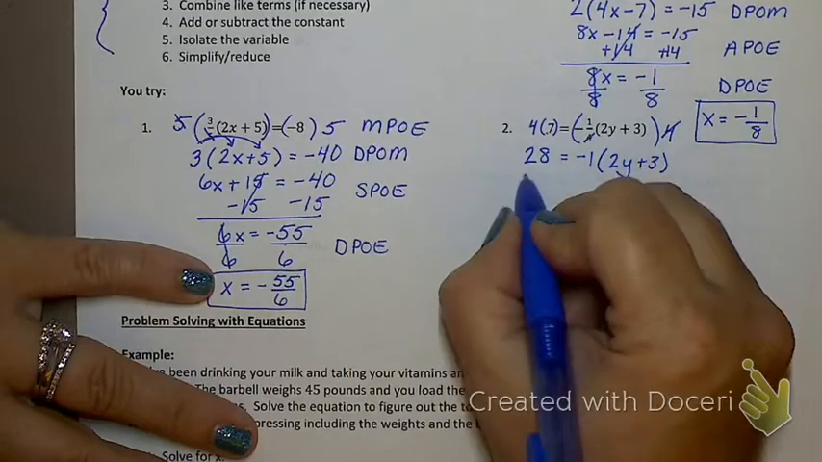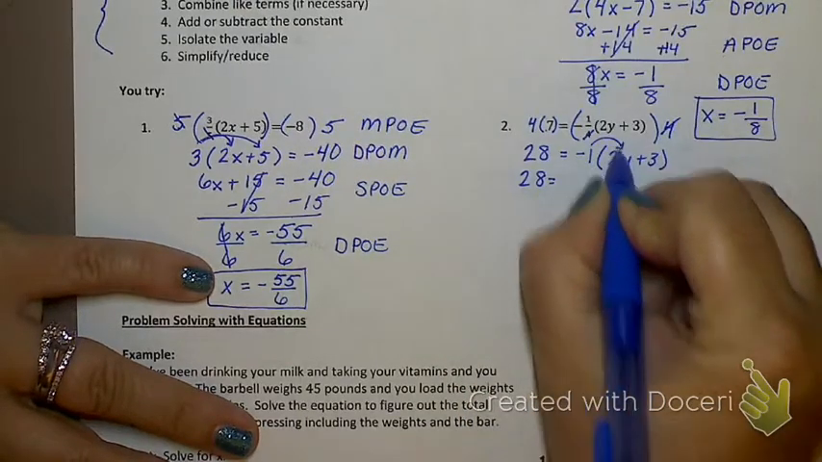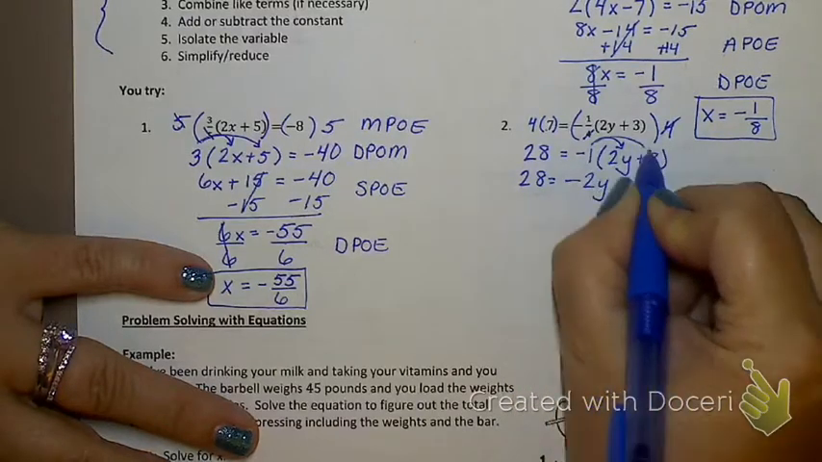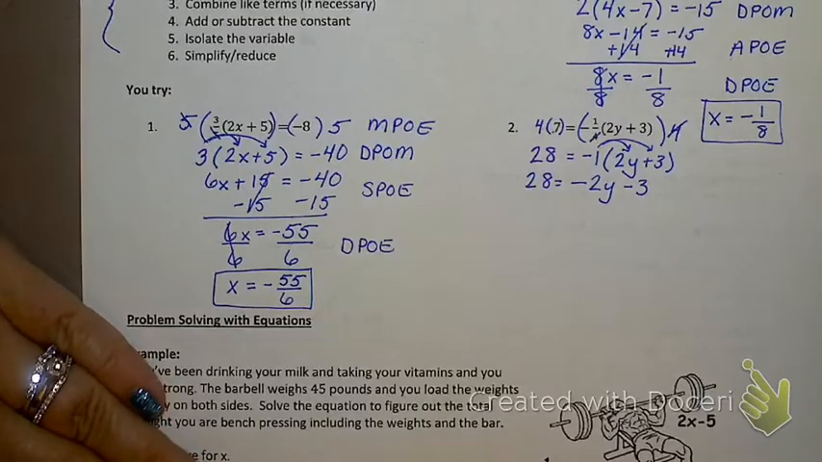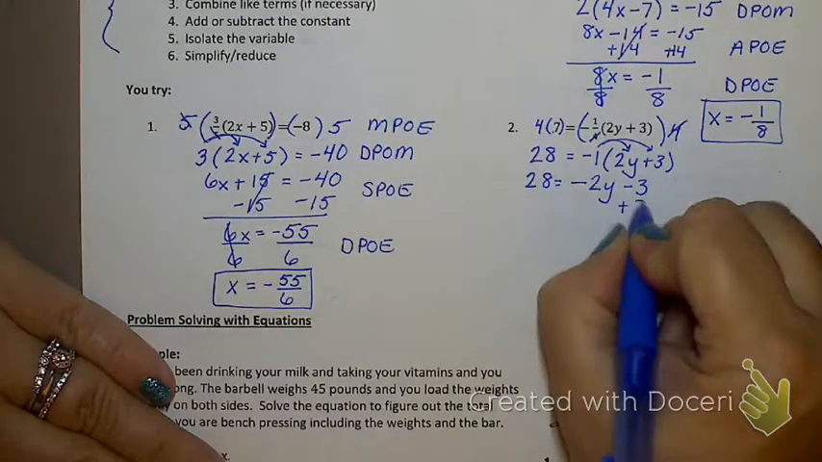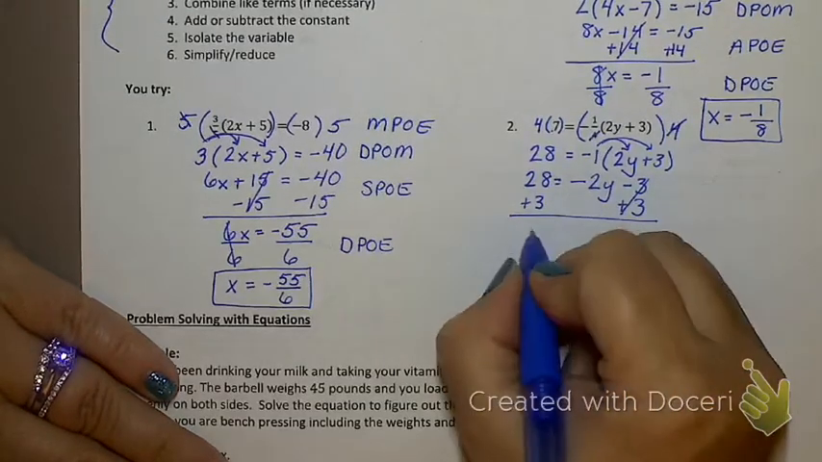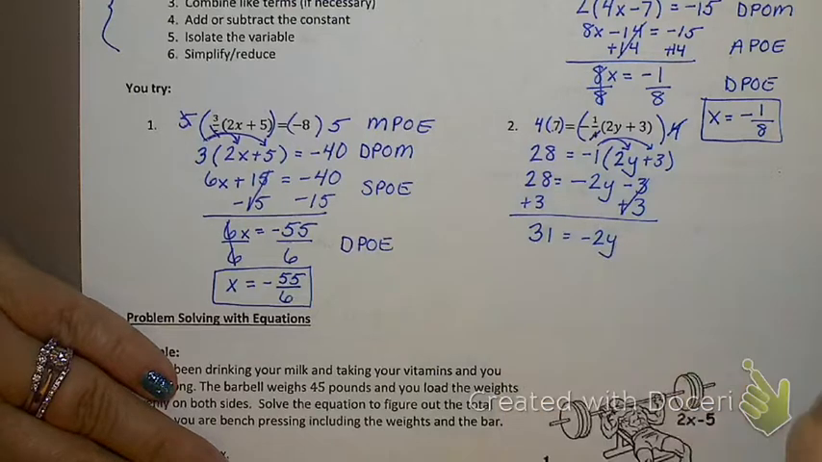So what do I do next? Distribute. Negative 1 times 2y and negative 1 times positive 3. All right, what's next? Add the 3. What's 28 plus 3? 31 equals negative 2y. Last step.